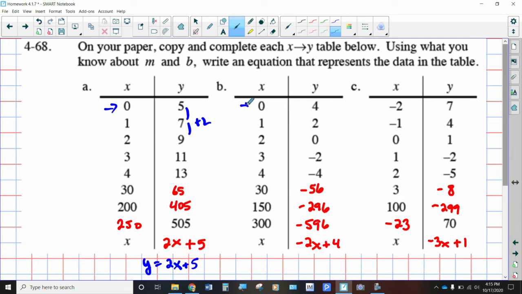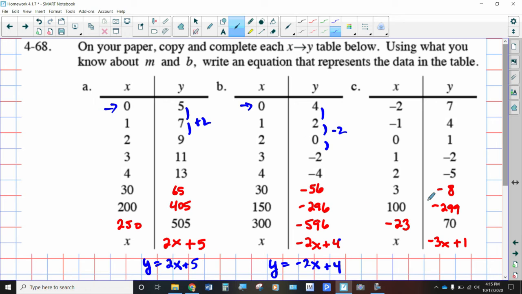Here our y-intercept is at 4, and it looks like it's going down by 2 every single time. So our growth rate is -2 and our y-intercept is 4. So this rule is y equals -2x plus 4. So once again, if you know what x is, you plug it in here and you solve for y. And when you know what y is, did we have to do that?